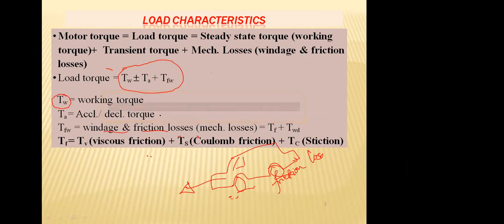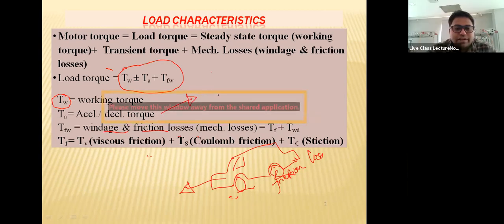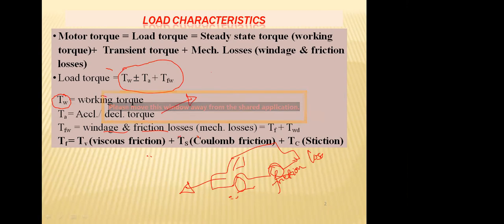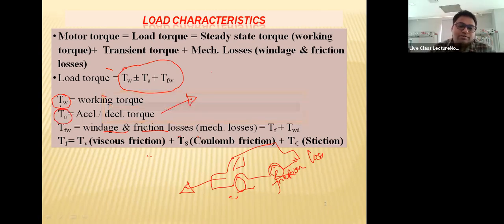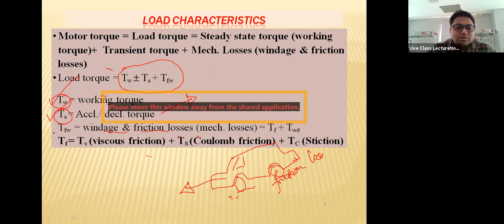In total, what if you're trying to accelerate also? Then you will experience that some more amount of torque has to be applied. If you're running at a constant speed, then it's okay. But if you're trying to accelerate, then you have to apply more accelerator torque, right? So it will consist of an additional torque if you are accelerating or deaccelerating. So it will consist of three parts: the working torque, the acceleration or deacceleration torque, and the windage and frictional losses, right? And this TF will actually consist of some viscous friction, some Coulomb friction, and some stiction.